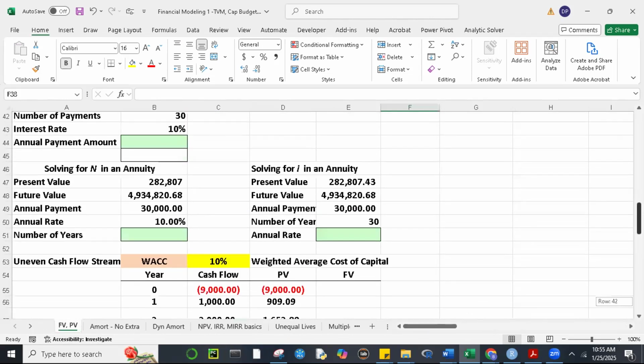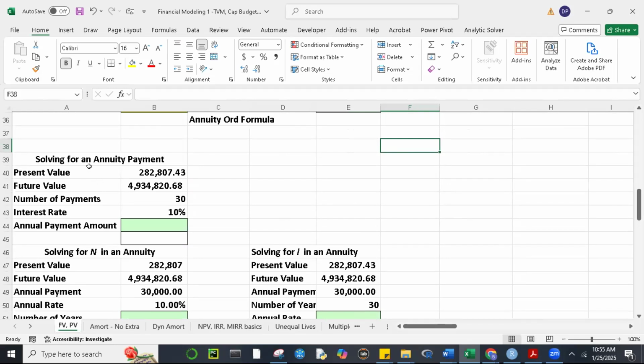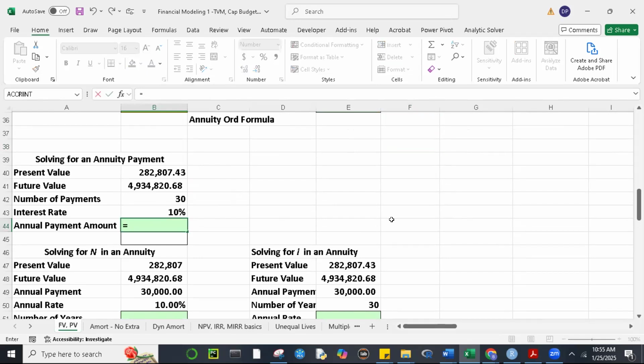Okay, this one, class. You're asked to solve for the annuity. You're given the present value or the future value, the number of payments, and 10%. How much will be the annuity? So we're going to use PMT, class. It's equal to PMT. And we should be getting 30,000.